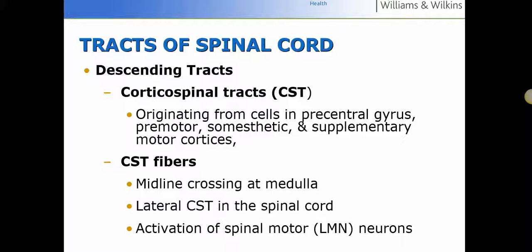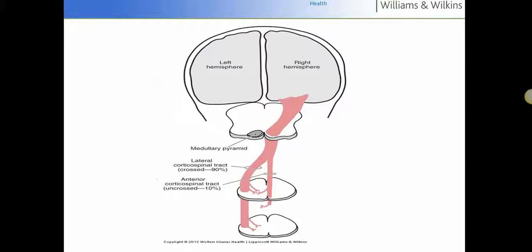Now, corticonuclear primarily talks to cranial nuclei in the brainstem, whereas corticospinal further crosses at the level of the medullary pyramids, and then it talks to the spinal nuclei. So that's about the corticospinal tracts, and then you have the anterior and lateral corticospinal tract.